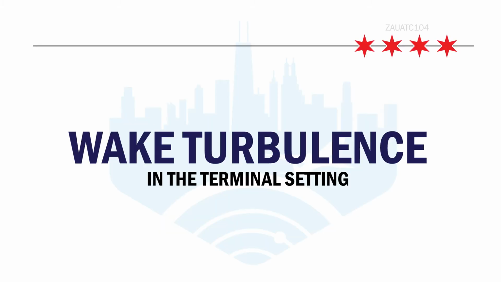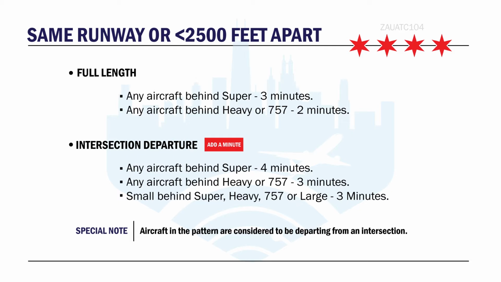Welcome to the loop lesson pertaining to wake turbulence in the terminal setting. In this lesson, we're going to discuss wake turbulence as they apply to the tower position on VATSIM. However, we will discuss some things that are important to know in order to successfully complete your over-the-shoulder. The first thing we need to discuss is same runway versus less than 2,500 feet apart.